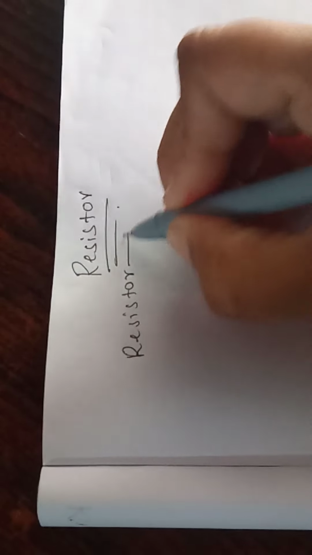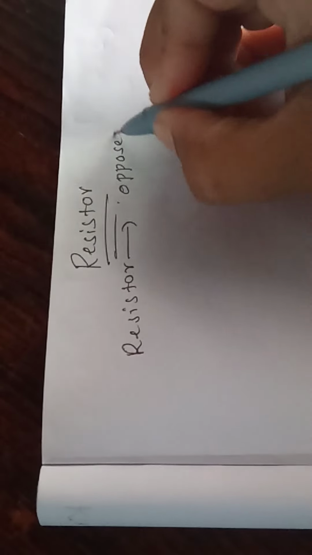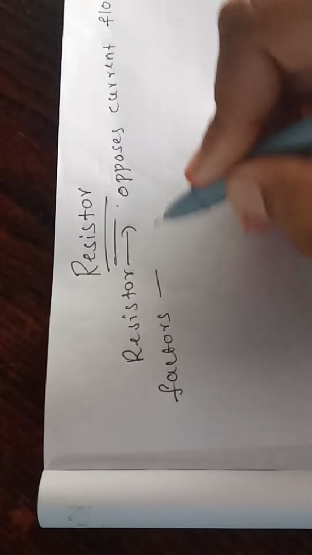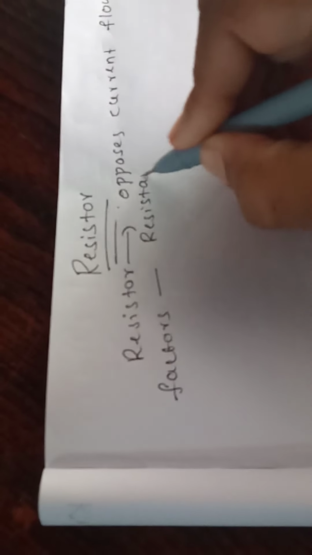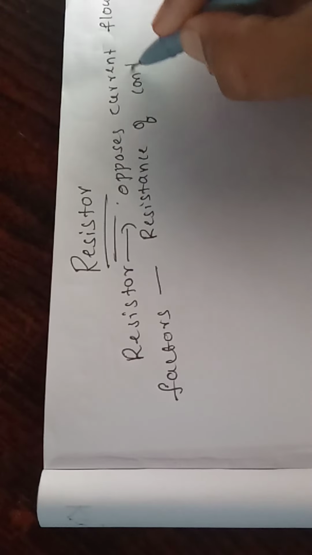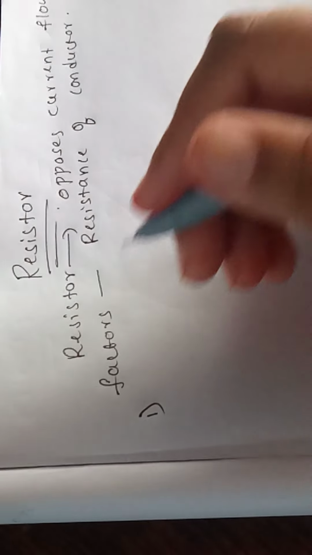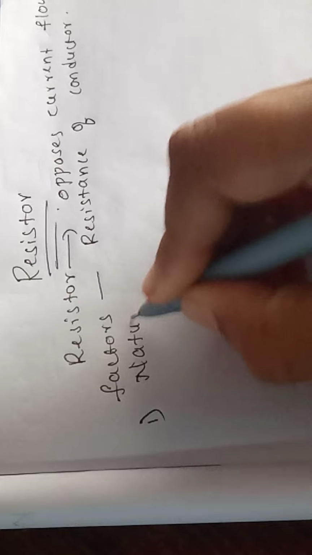Good morning. Resistor. So a resistor is that particular component which opposes the current flow, right? Which opposes the current flow. Now let us see the factors influencing the resistance of a conductor, right? The first factor is nature of materials.